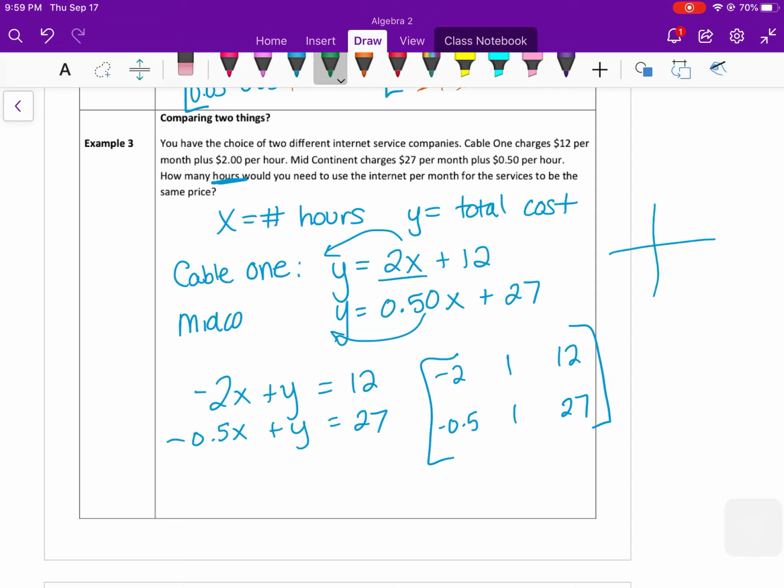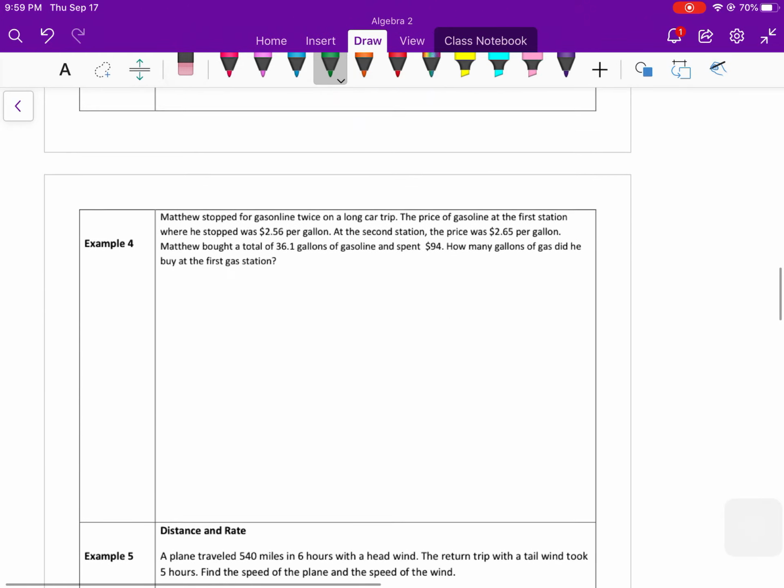You know, this one has a y-intercept of 12 and rising by 2. This one has a y-intercept of 0.5 but rising of 27, but not rising as fast. And where they intersect is the solution, and that would tell you the number of hours that they would be the same at. So finding the solution to the matrix would give you the answers here, where X is the number of hours and Y would be the total cost.